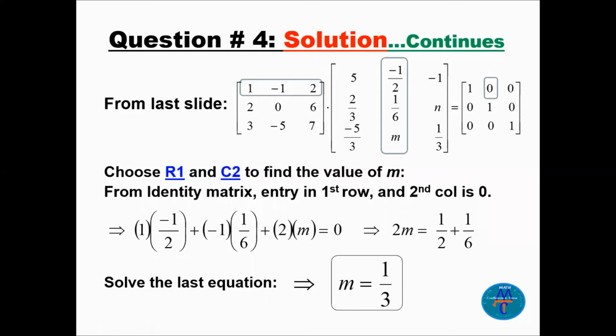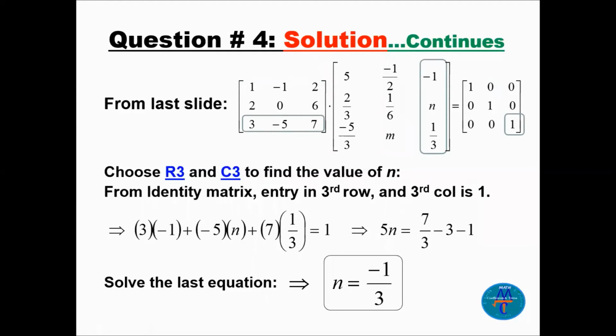Now we continue to find n, the same way. But now I take row 3, column 3. 3 times minus 1 is there, minus 5 times n is there, 7 times 1 over 3 is there. So this is row 3, column 3. This is the number 1 there. A more difficult equation, but this is still linear. Put in all the numbers, check it please, and then n will be minus 1/3. Okay, these are the 4 questions.